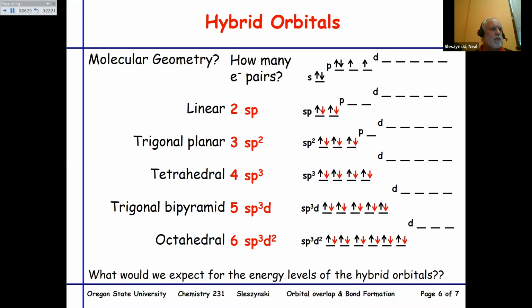What would we expect for the energy levels of these hybrid orbitals? Well, they should have an identical energy, with the exception of the trigonal bipyramid, which is a molecule which does not have symmetry. We've got those three positions in the triangle that we know are lower repulsion than the two positions at the apexes of that bipyramid. So there will be a slight energy splitting there.